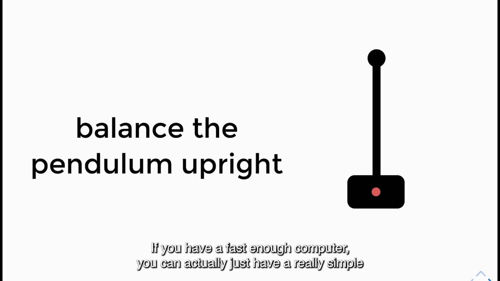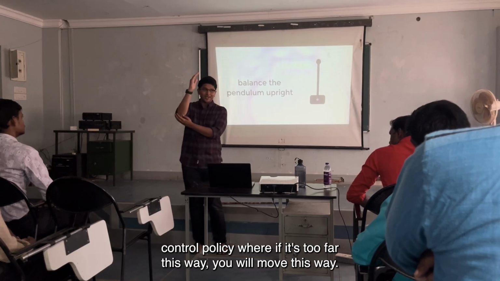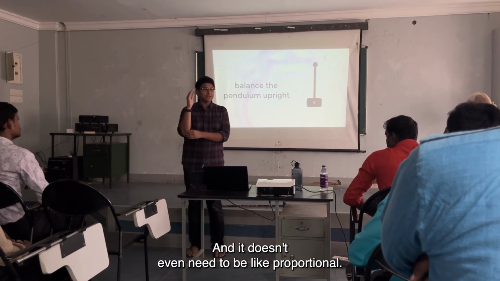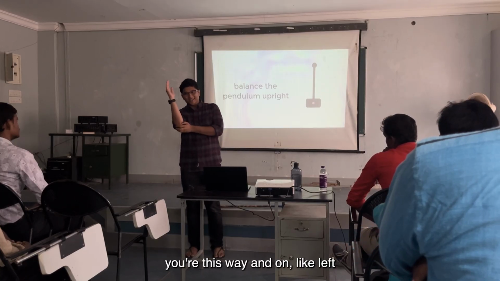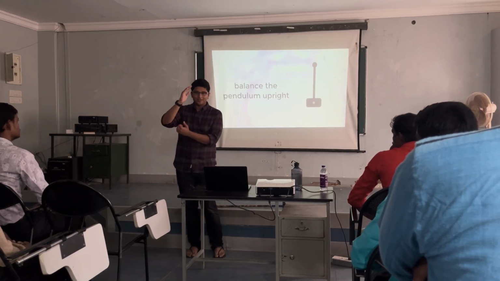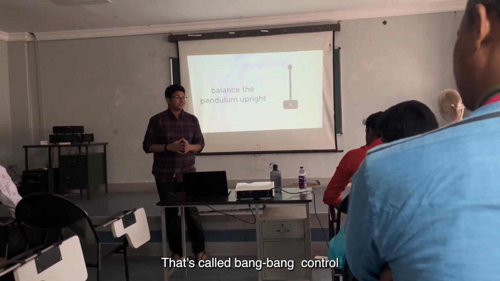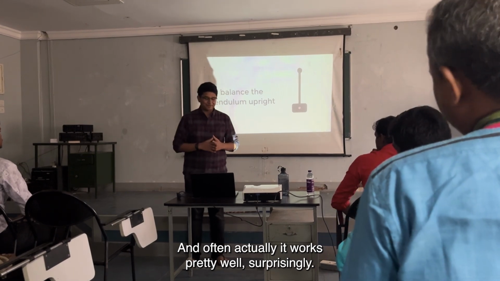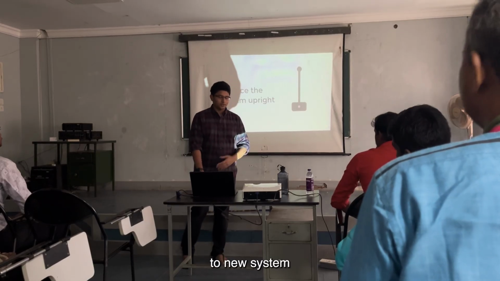If you have a fast enough computer, you can have a really simple control policy where if it's too far this way, you move this way. If it's too far this way, you move this way. It doesn't even need to be proportional. It could just be on-off. Left when you're bent like this, and right when you're bent like this. That's called bang-bang control. That's the simplest, easiest way to control the system, and it often works pretty well, surprisingly. But you need a really high refresh rate, and it doesn't generalize super well to new systems.